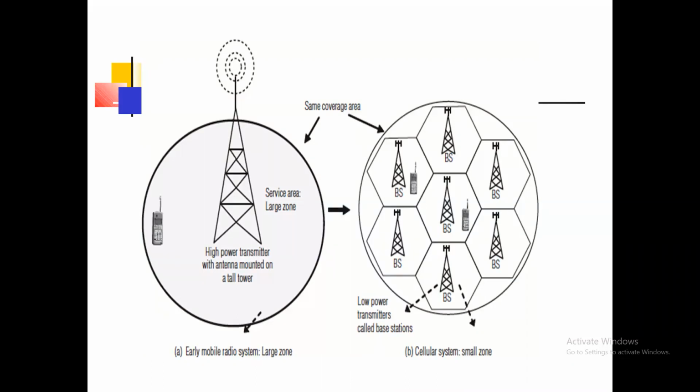Coming to the cellular system, low power transmitter antennas are used here. These are called base stations. For the same coverage area, we are using low power transmitter antennas. These are used for effective communication. These low power antennas cover a small area.